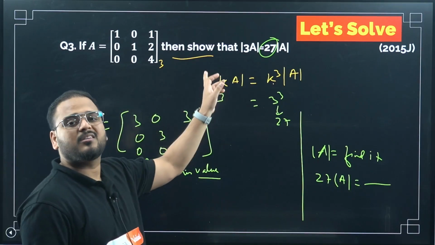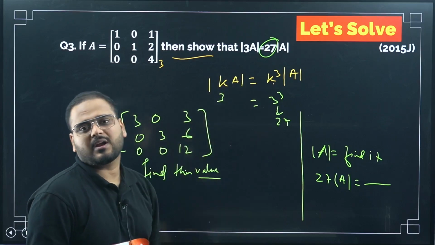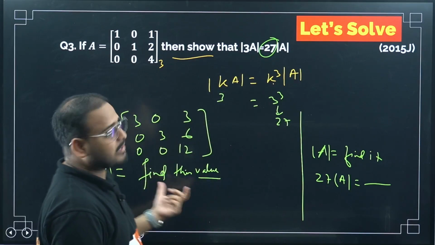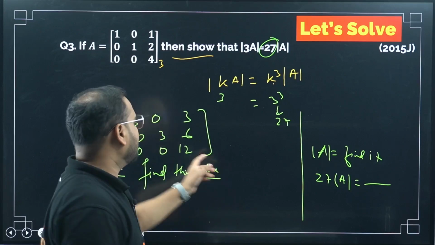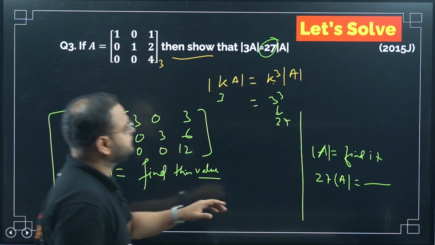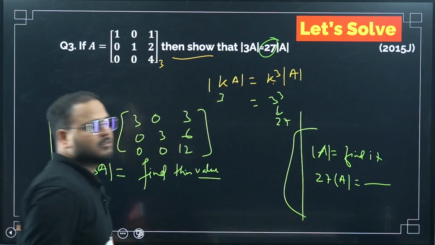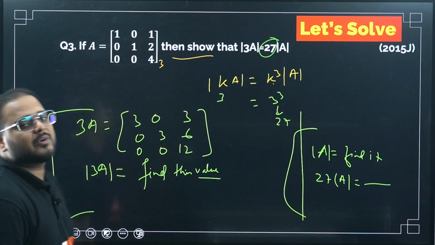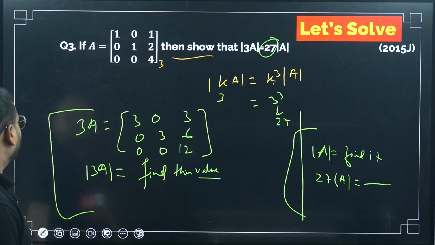But if it is a 1 marker or 2 marker, you can use this property directly. For a 3 marker problem where you need to have calculations, you have to show steps, and you have to go with this method. You have to show it using the determinant calculation. Okay, moving on. Problem number 3.